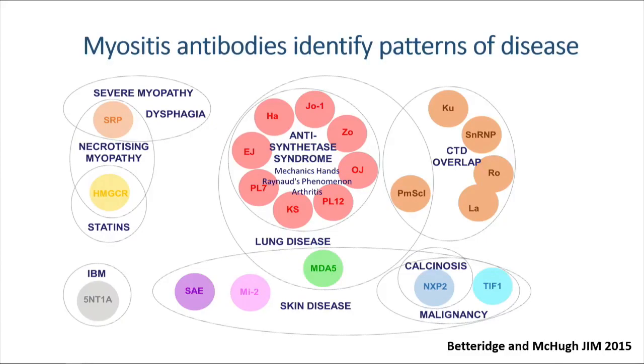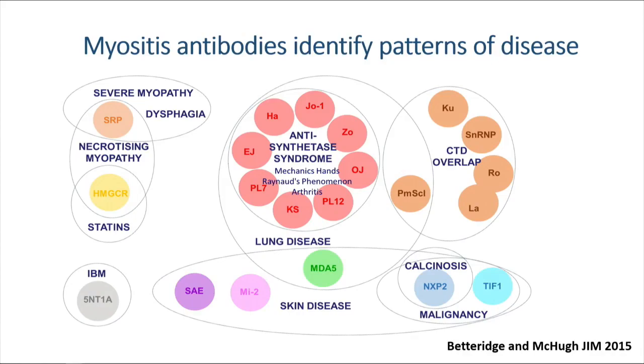You'll notice in the middle the so-called antisynthetase syndrome, and that's associated with a number of different antisynthetase antibodies. The one you'll probably recognise the most is JO1, which is the most common. But there are other ones that are more rarely encountered. Okay, so that's the antisynthetase. And I'm going to show you a case of that. I don't need to show you guys a case of it.